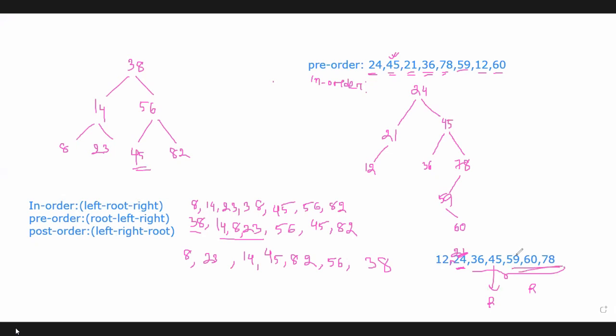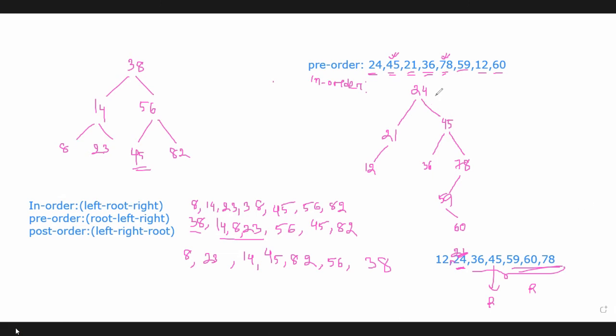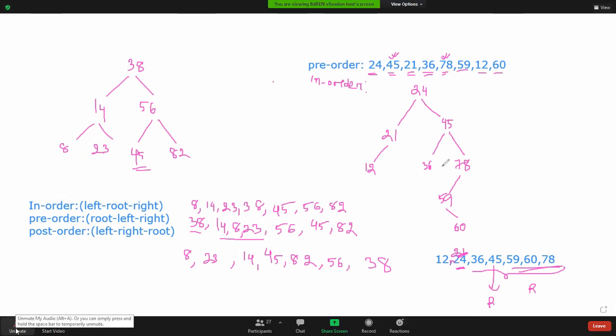Again find out the next root node from the pre-order sequence. So which one is the new root node now? 78. Isn't it? Which one did we take first? Obviously 78. After that the next node is 59 and then 60. So 78 is the new root node now.